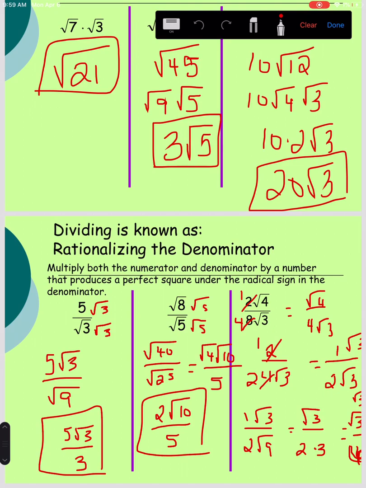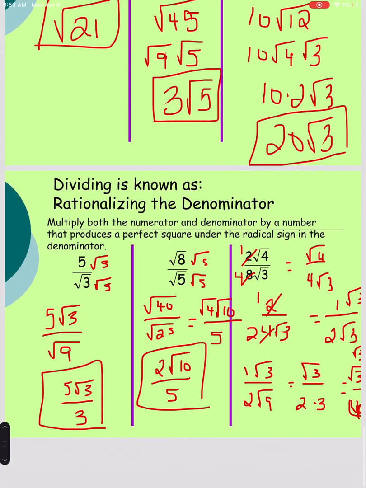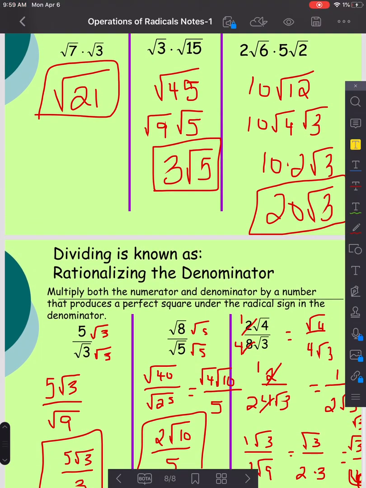That one could be approached a ton of different ways. You could just go straight into simplifying and multiplying top and bottom by radical 3. From there, you would have to simplify at the end. It really depends on how you want to approach it. But that's what I do, is I will simplify first, and then I multiply by the radical in the denominator. And that is it for our operations of radicals notes.